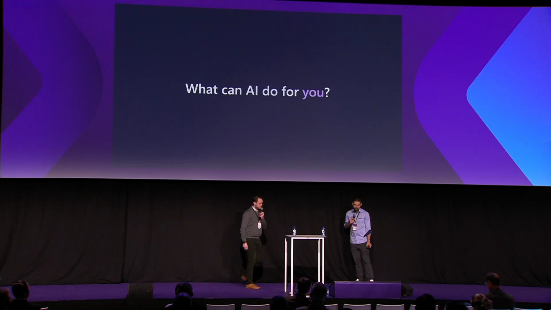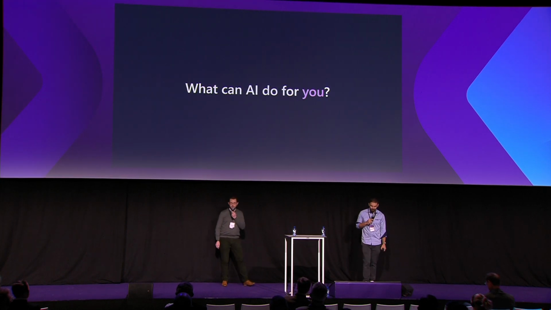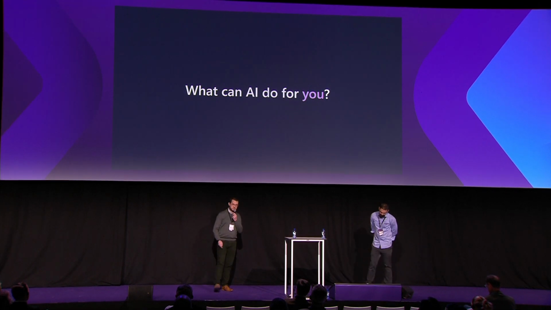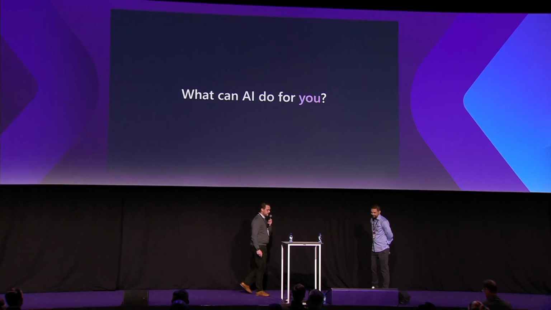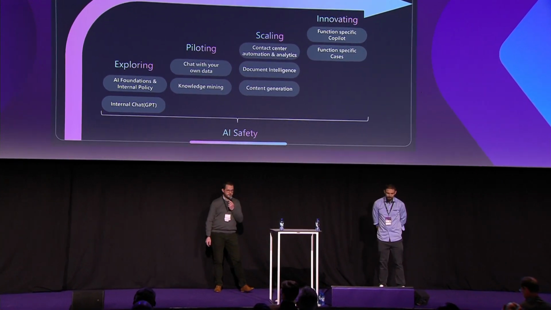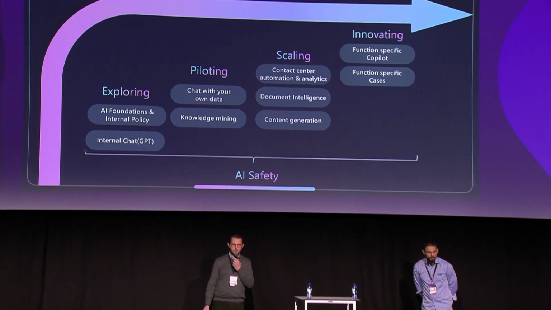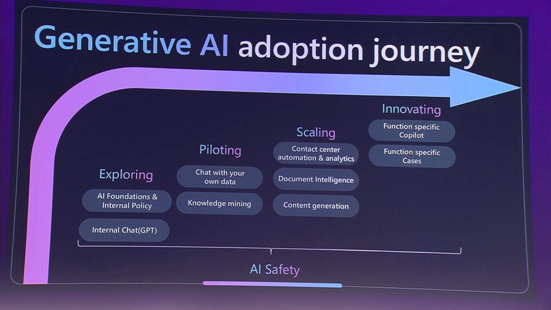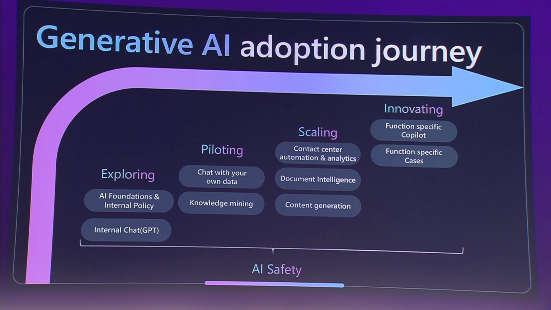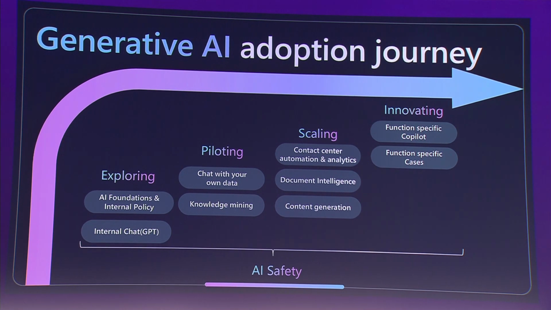So if you then ask the question, well, what can AI do for you? Well, the answer is not just a simple answer. There are a lot of things AI can start doing for you today. But what's most important is that a lot of organizations have to go through a typical, what we call a generative AI adoption journey. This means that there are a few stages that any organization that wants to start adopting generative AI in a safe way can go through.